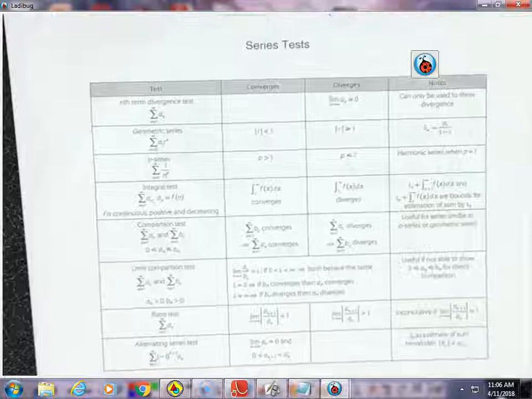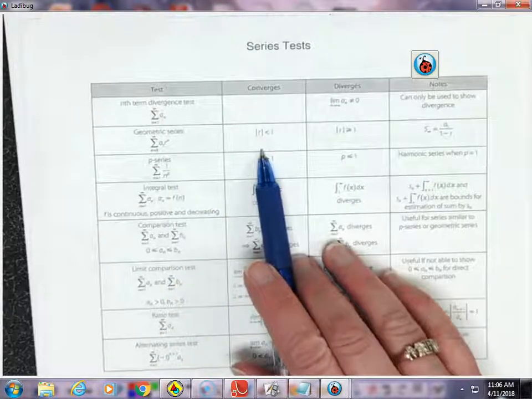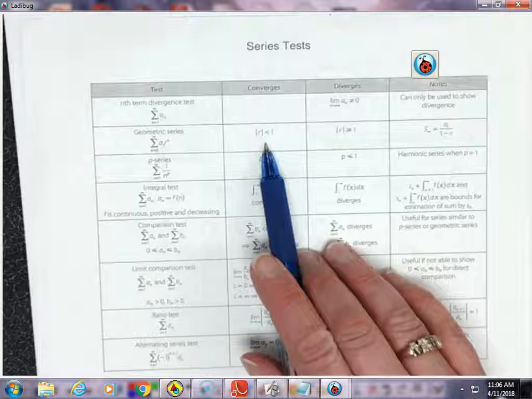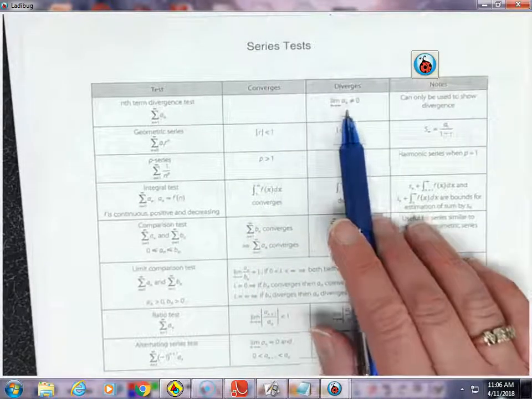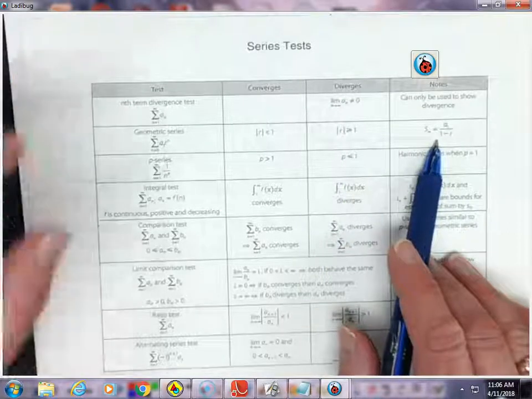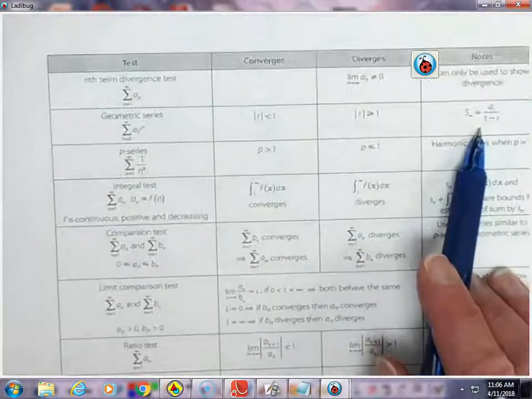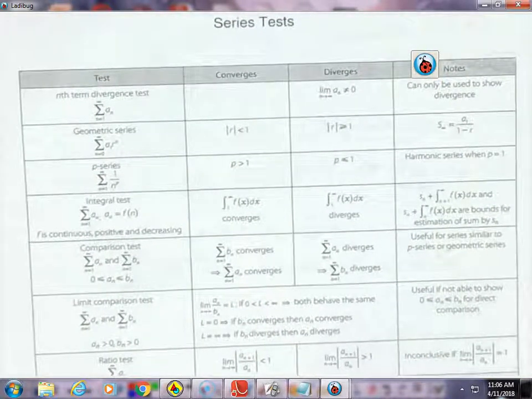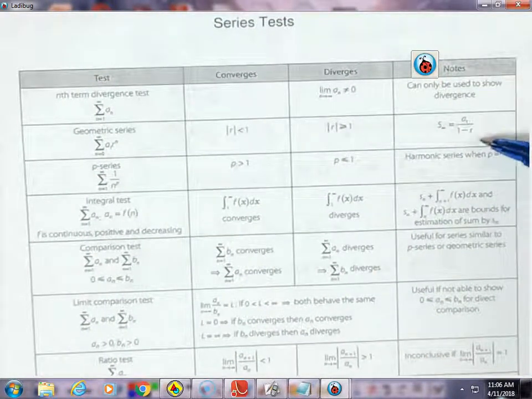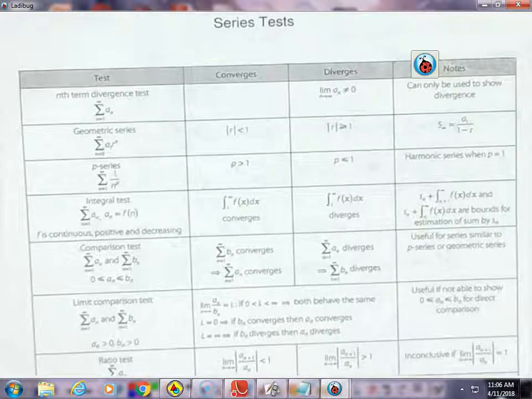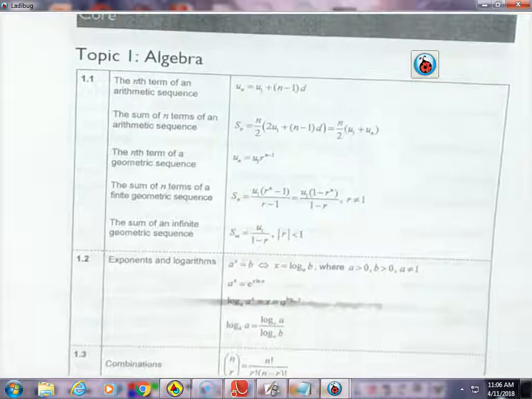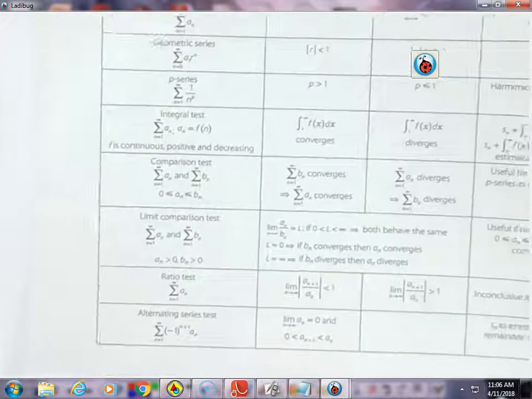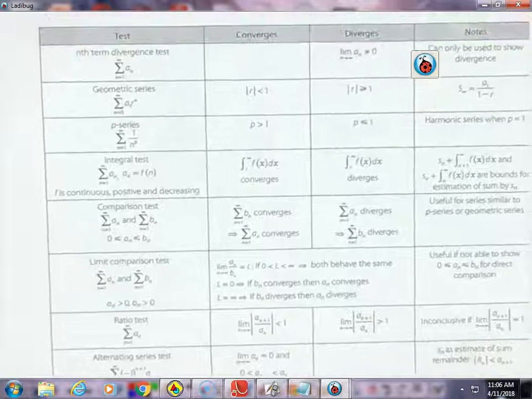Now, that is one of the tests, even though you've known it since Algebra 2, for geometric series. Okay, if the absolute value of r is less than 1, it converges. If the absolute value of r is greater than or equal to 1, it diverges. And not only that, we can actually find the sum if it converges. And it's just the first term over 1 minus r. Now, you don't have to memorize that because, like I told you, you've got that under algebra if you just recognize it as a geometric sequence and thus a geometric series when you're adding it up.